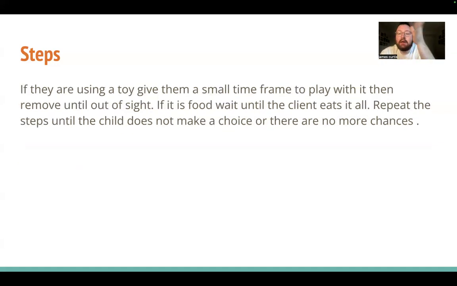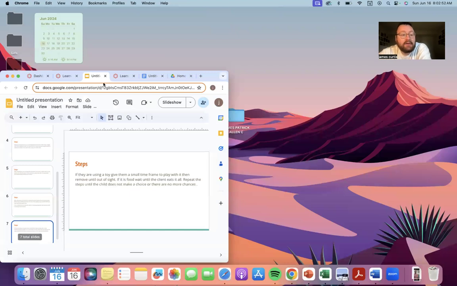If they're playing with a toy, give them a small time frame to really have fun with it. If they're eating something, make sure they have time to finish it all. Don't remove it. Don't make it aversive. And you're just going to repeat all the steps until the child does not make a choice or there are no more items. They just pick everything, and then that's it. So those are the steps.